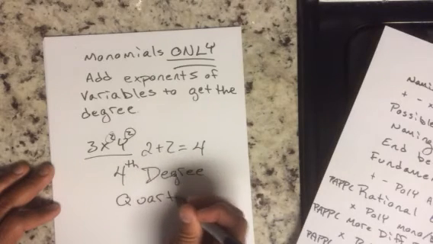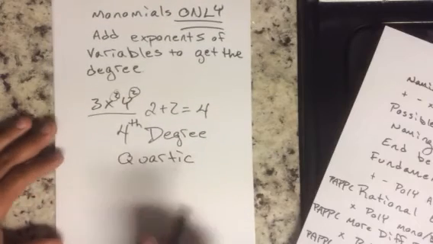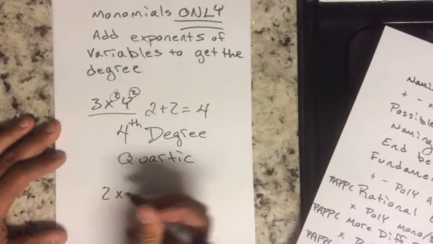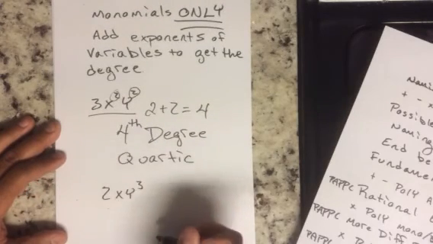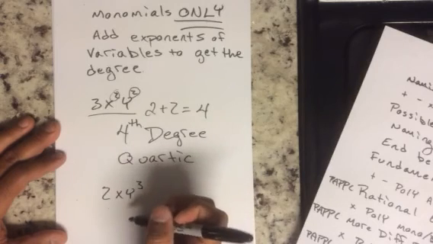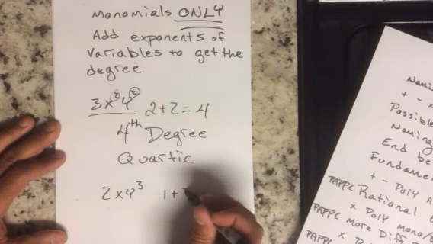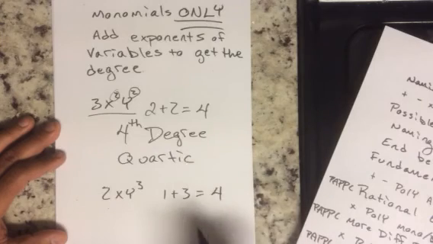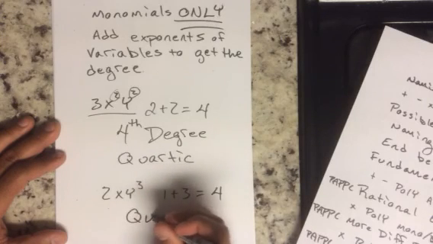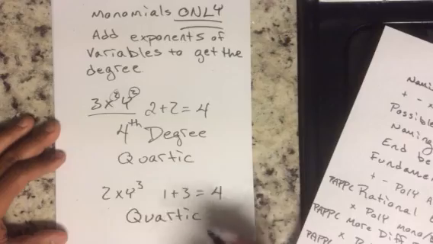Quartic, sorry. Come on, Latimer. Quartic. If I have something like this, x actually has an exponent of 1, so I'm going to do 1 plus 3. Degree of 4, so that's also quartic. So that's only with monomials.